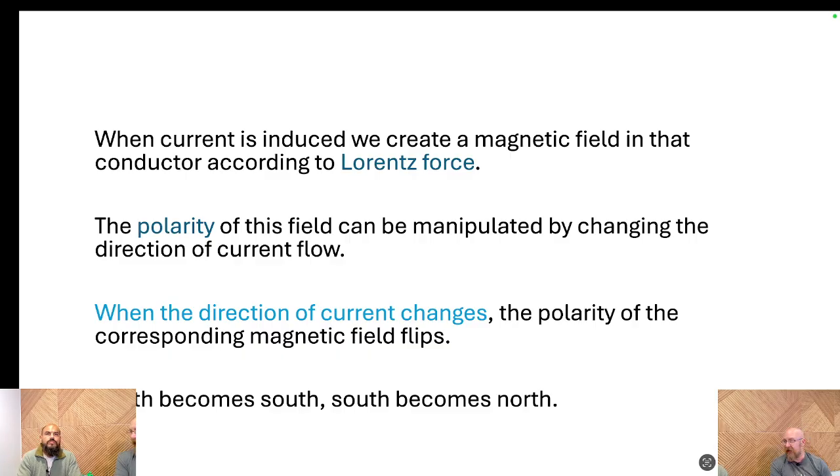So when current is induced, we create a magnetic field in that conductor according to the Lorentz force, that left-hand, right-hand rule. The polarity of this field can be manipulated by changing the direction of that current, which, you know, yeah, we get it. Just change the current, you're changing which side of the dance you're doing. There you go. Make sure you get it down. And north becomes south, south becomes north when we change that polarity. Yep. So pretty easy. That's what's happening when we create a magnetic field using electricity.